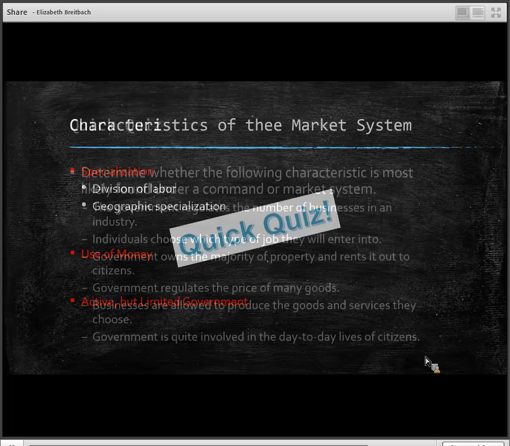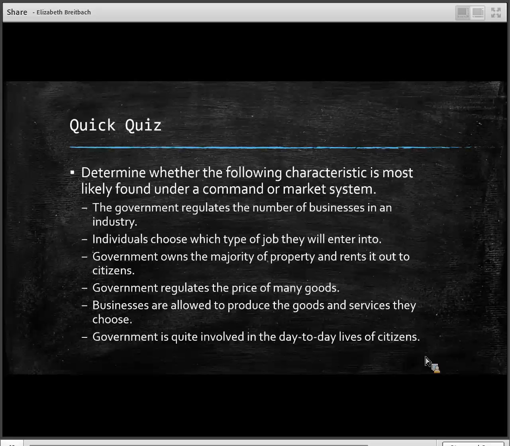Determine whether you're more likely to find this occurring in a command system or a market system. So I'm going to have you pause it here, go through these 6 statements, determine, does this sound like something that would occur in a command system or a market system? All right, so first, the government regulates the number of businesses in an industry. Automatically, what you're going to think when you see government regulates is going to be a command system.